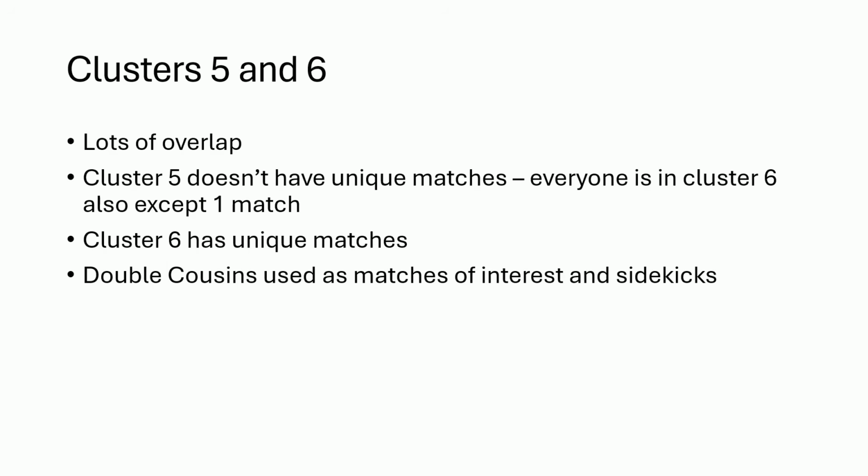The next two clusters, 5 and 6, had a lot of overlap, and cluster 5 doesn't really have any unique matches. Everyone is in the previous clusters or in cluster 6 except for one person. Cluster 6 does have some unique matches that aren't in any of the other clusters. What's interesting is that the fact that there are these double cousins that were used as the matches of interest and the sidekicks, I think, is what is causing all of this overlap. While at first it was confusing, when I figured out that there was that double cousin issue that was kind of polluting the information, it made it easier to understand why there was so much overlap.